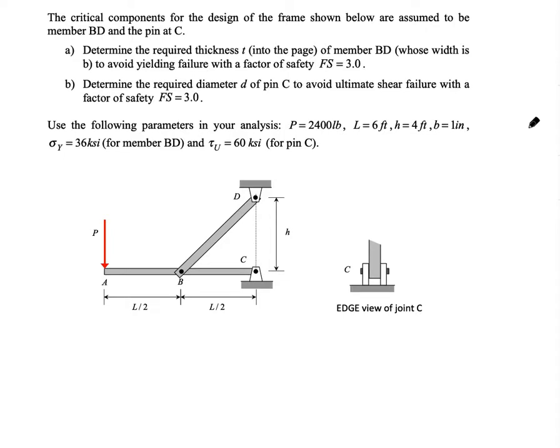In this problem, we're looking at a frame which is made up of members AC and BD. Someone has determined that the critical components are members BD and pin C. We want to make sure that BD does not fail in shear. We want to make sure that the shear stress in pin C does not exceed the ultimate shear strength.